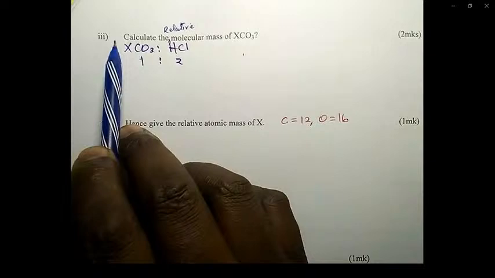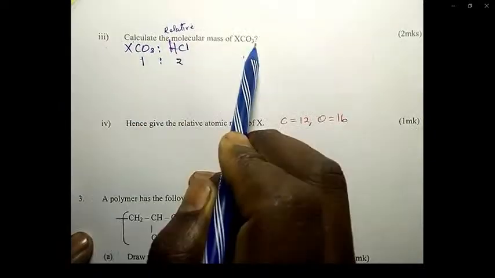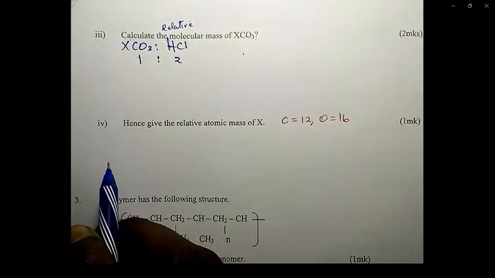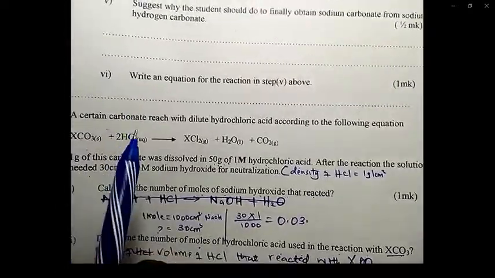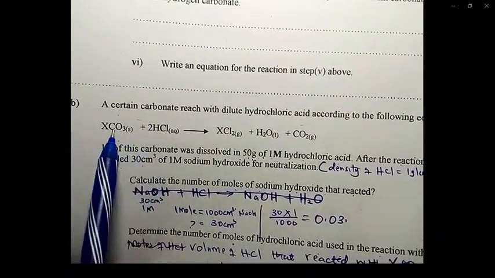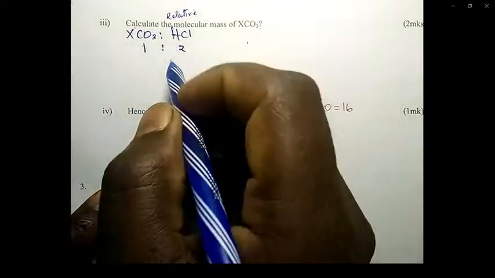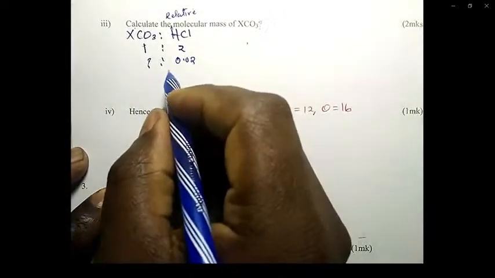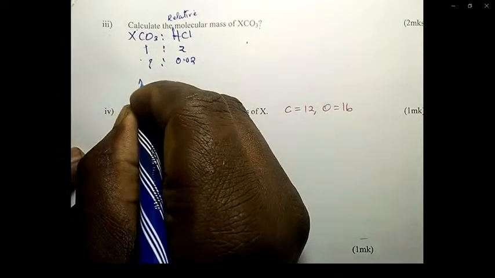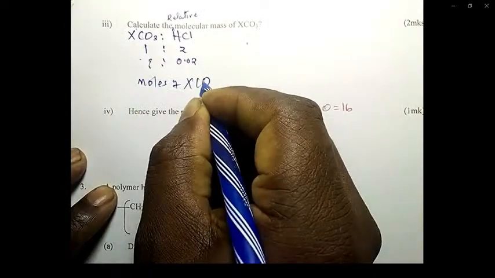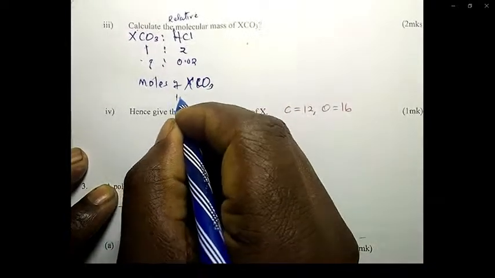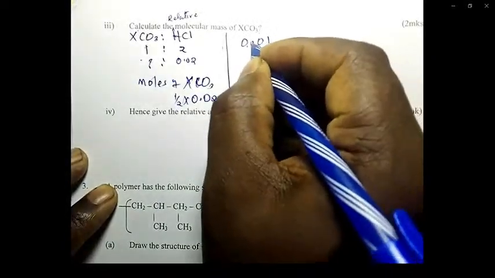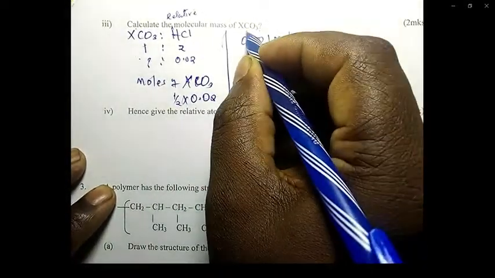Next question. Calculate the relative molecular mass of X carbonate. Relative molecular mass, RFM, of X carbonate. Now, we know the mole ratio from the equation. The ratio of the X carbonate to HCl is 1:2. That's what I've written here. But we know the number of moles of HCl was 0.02. So what will be the number of moles of the carbonate? The carbonate will have half of the number of moles. Therefore, moles of X carbonate is a half times 0.02. And that one will give us 0.01, and that is the number of moles of the X carbonate.